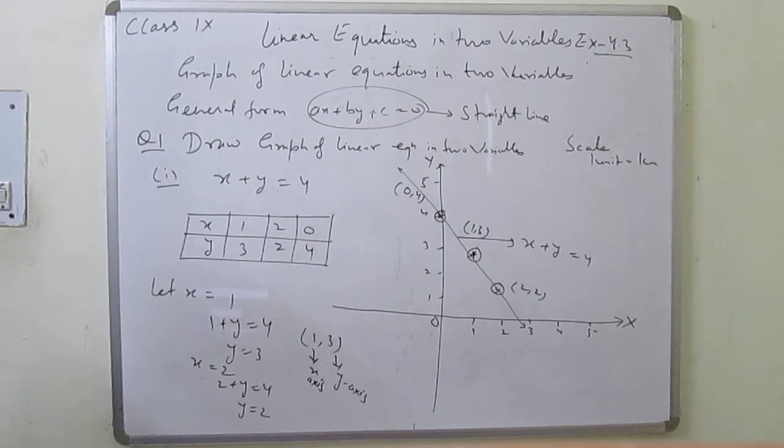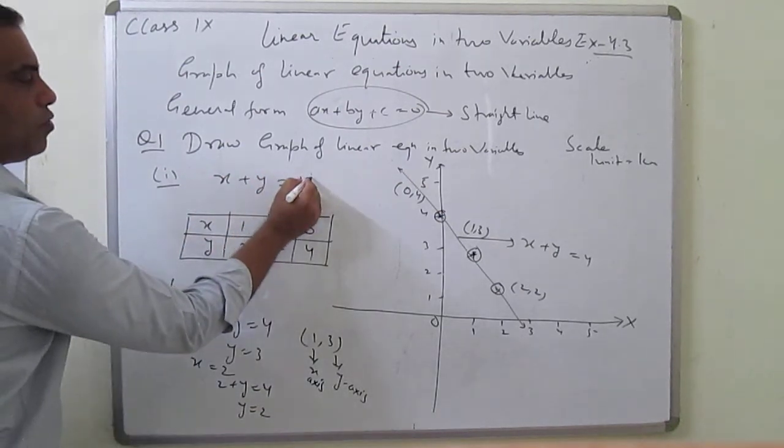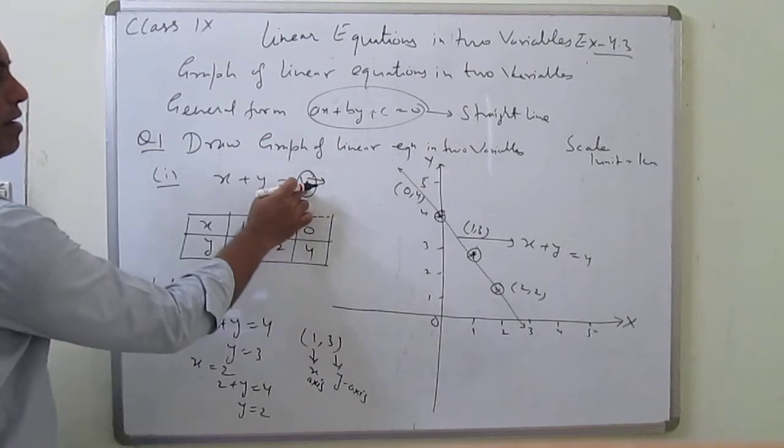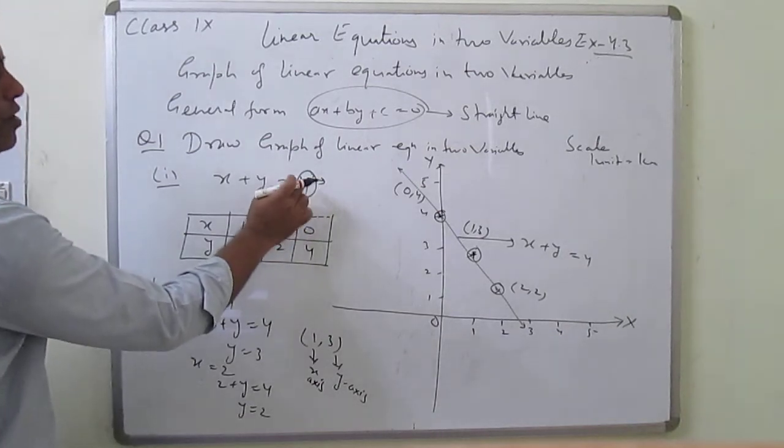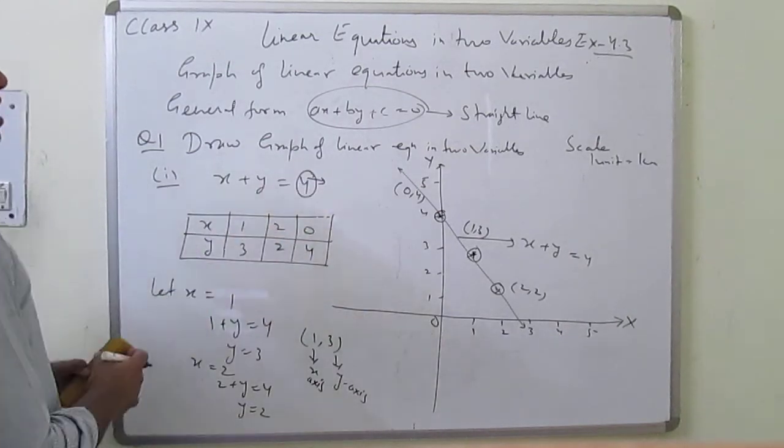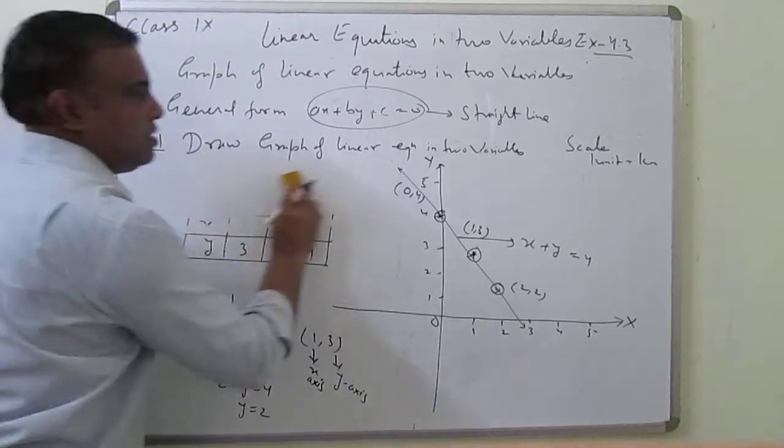Now I will take another part. Suppose the constant is not given to you. अगर constant नहीं दिया हुआ है, if the constant is not given to you, the line passes through the origin. I will take that case.